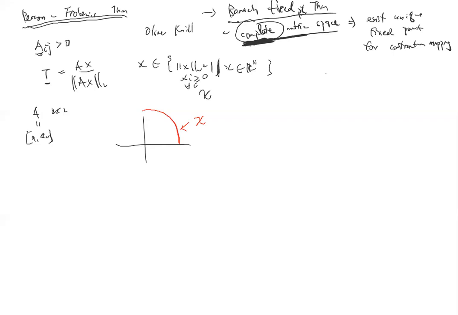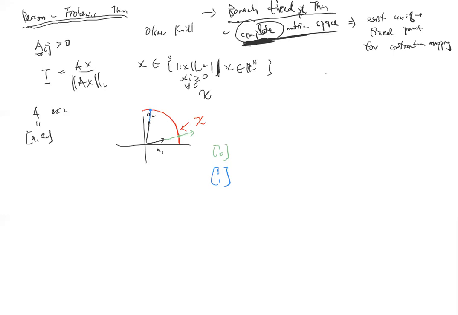Because this is all a positive matrix, let's say A1 is somewhere here. This is A1, and let's say this is A2 here. Now, if X is, let's say, 1, 0, then AX is somewhere here, and then I need to divide by the second norm, so I will just map to this point here. So 1, 0 maps to here, and if I have 0, 1, I'll map to this point here.